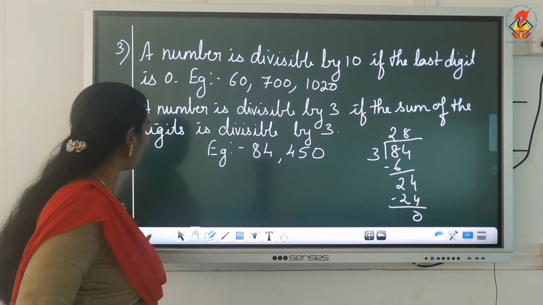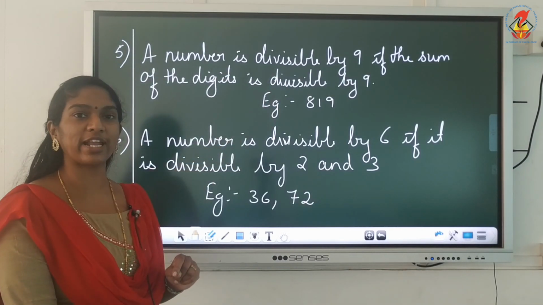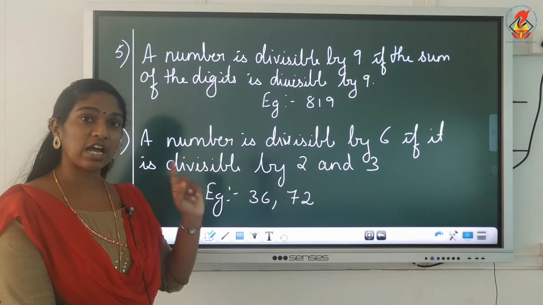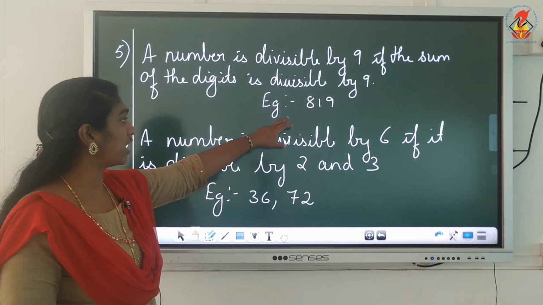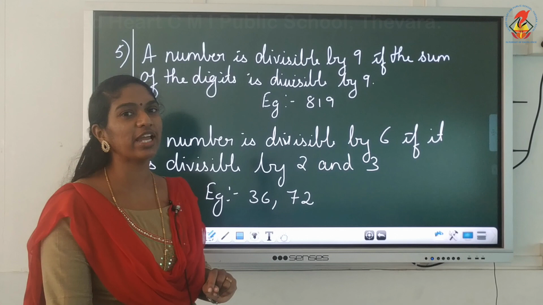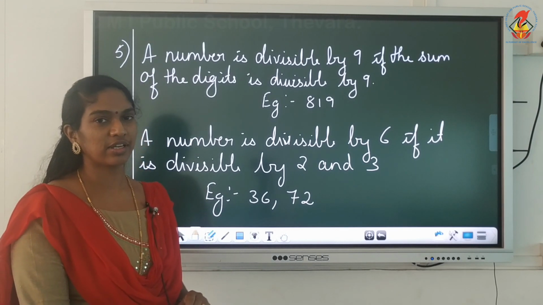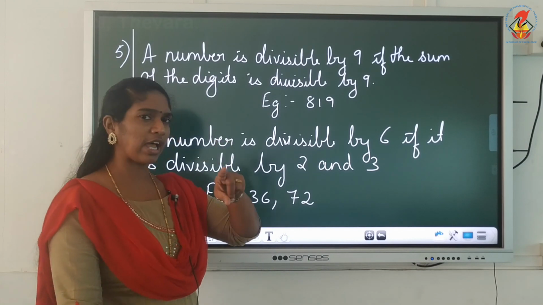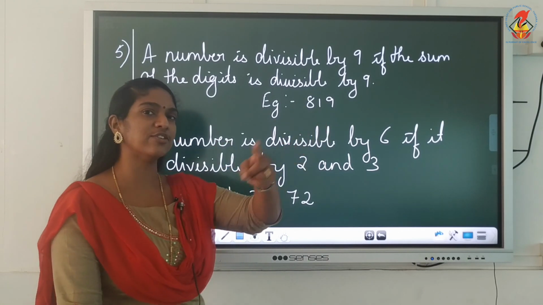Same rule you will follow when you are checking divisibility by 9. Here also what you have to do is add the digits and check whether that answer is coming in 9's table. Take this. 8 plus 1 is 9. 9 plus 9 is 18. Is 18 coming in 9's table? Yes, 18 is coming in 9's table. So I can say 819 is divisible by 9. When I added the digits, I got 18, and 18 is coming in 9's table. I have a question for you. Is 819 divisible by 3?